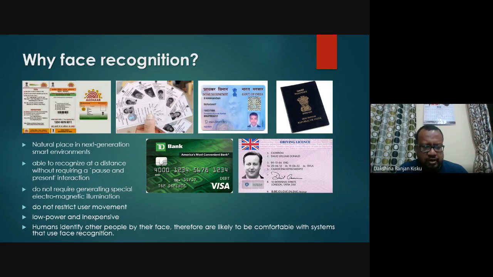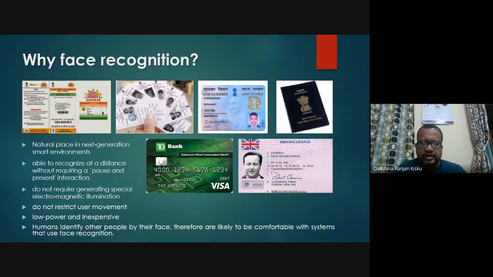Face recognition is low power and inexpensive. Humans identify other people by their face. Therefore, as I told you, they are likely to be comfortable with systems that use face recognition. So humans feel comfortable with face recognition systems that use face images for verification or identification purposes.